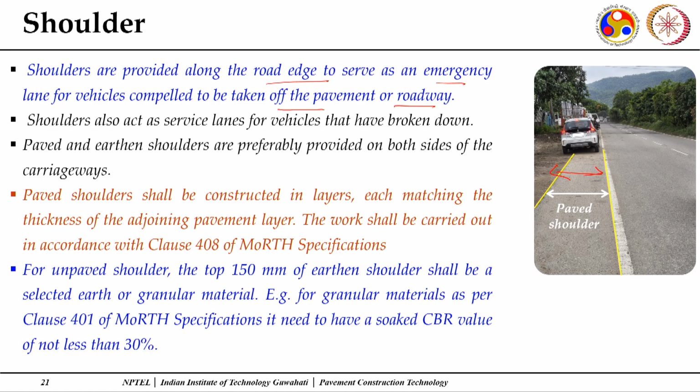Paved and earthen shoulders are preferred on both sides. It should not be on one side; on both the carriageways it should be. If it's a divided carriageway, on both the sides it should be provided. Undivided also, both the sides the shoulder should be provided. When paved shoulders are provided, they are provided on both sides. Earthen shoulders are also provided on both sides.